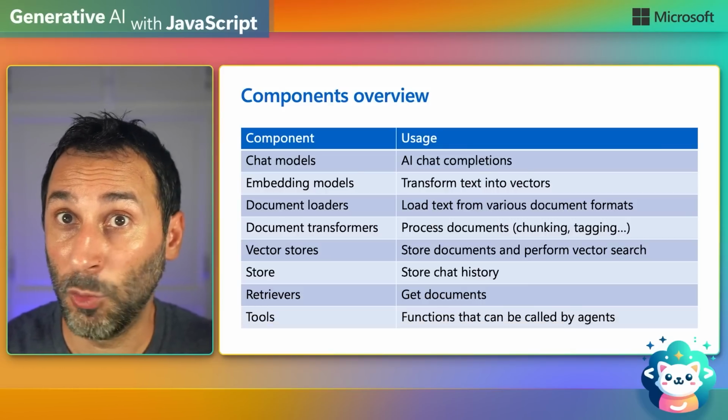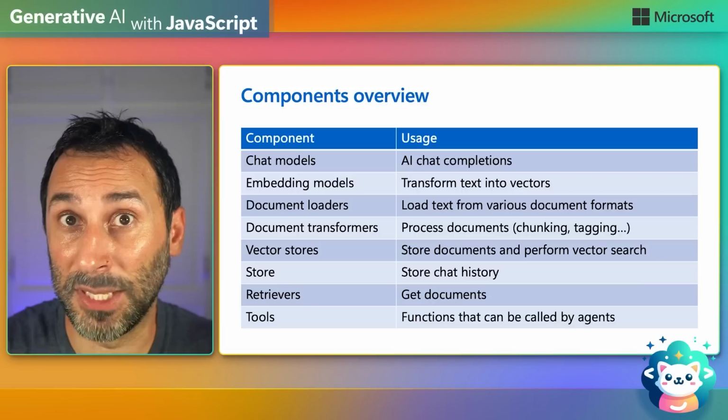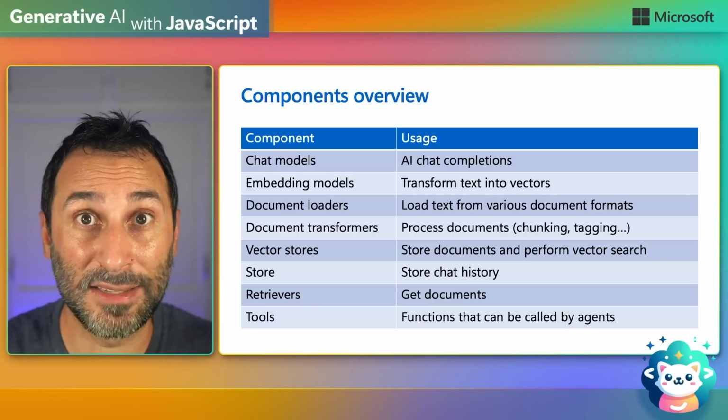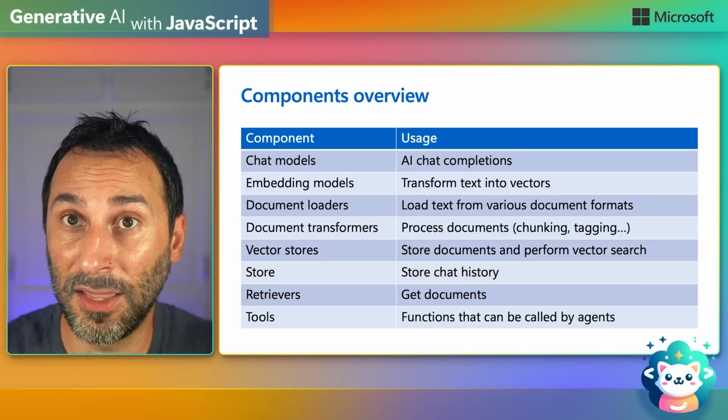And finally, we have tools, which are functions that can be called by agents to perform various tasks, like generating an image, executing code, querying an API, and more.